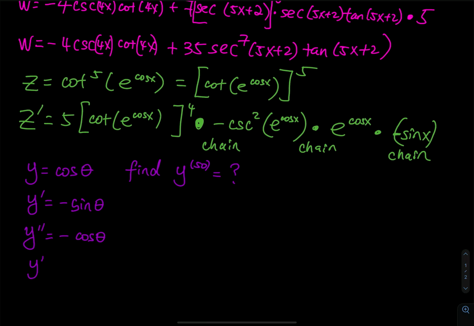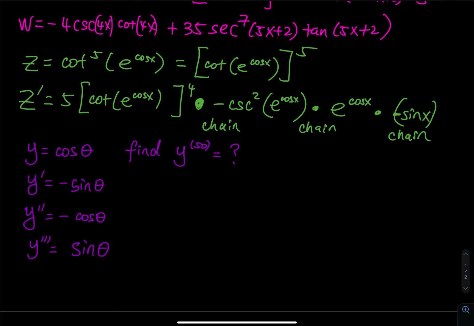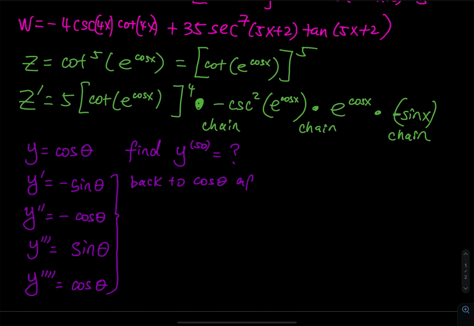And then the third derivative, the derivative of cosine is negative sine, right? So we have a minus, so that brings you to a plus sign. And then when you take the fourth derivative, you get a cosine. What do you see? We see that after the fourth derivative, we go back to cosine theta after four derivatives.